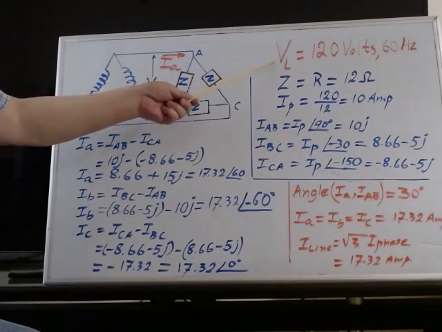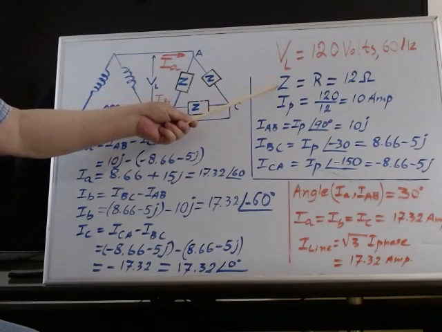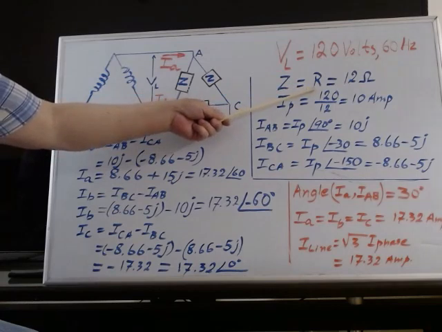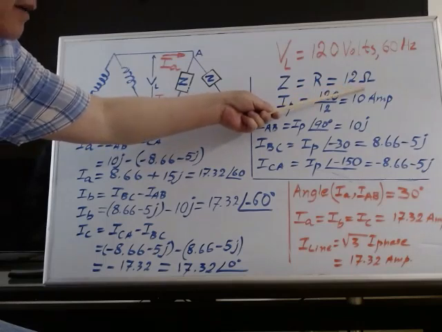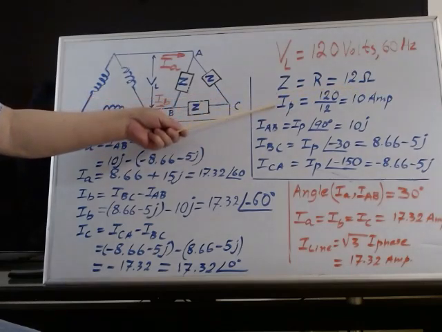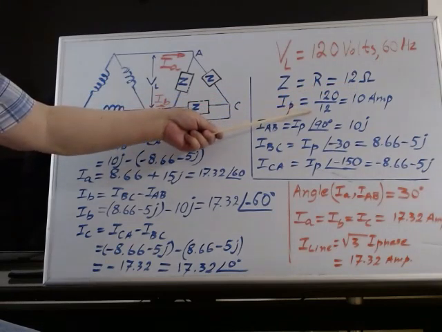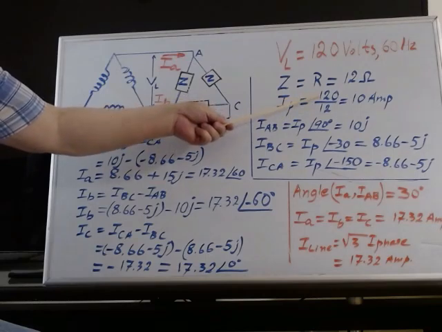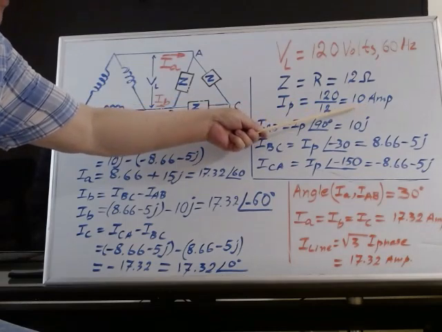Let's assume that VL is equal to 120 volts with 60 Hertz, and let Z of the delta equal simply a resistance of 12 ohms. So the current in each phase is equal to 120 divided by 12, which gives 10 amperes.